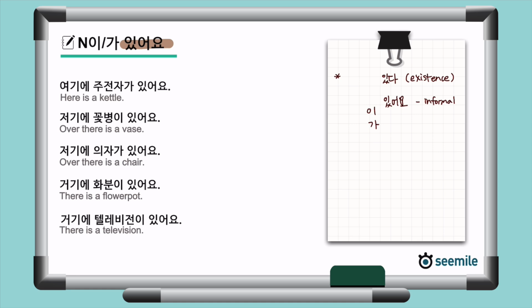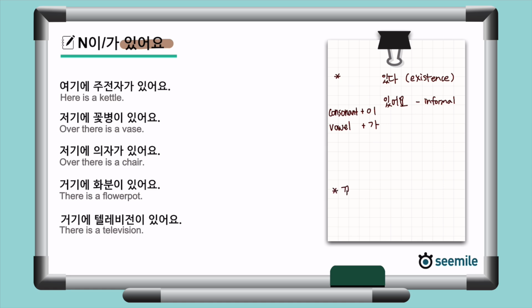As you can recall, when the noun before 이가 있어요 ends in a consonant, attach 이, and when it ends in a vowel, add 가 after it. If you feel confused about which one to use, let me give you a tip. Always keep in mind that language usually changes in a way that's easier for the speaker to pronounce and use.